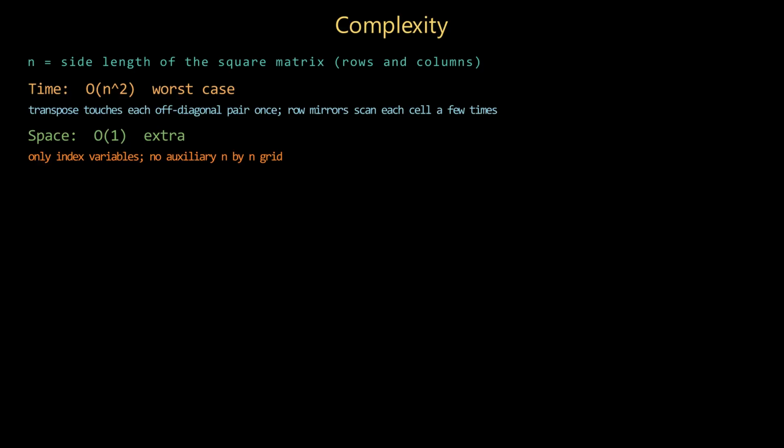N is the side length of the square matrix. Time is O of n squared in the worst case. The transpose pass touches each off-diagonal pair once, and mirroring each row scans every cell a constant number of times. Extra space is O of 1, we only keep a few indices and swap in place without allocating another n by n array.